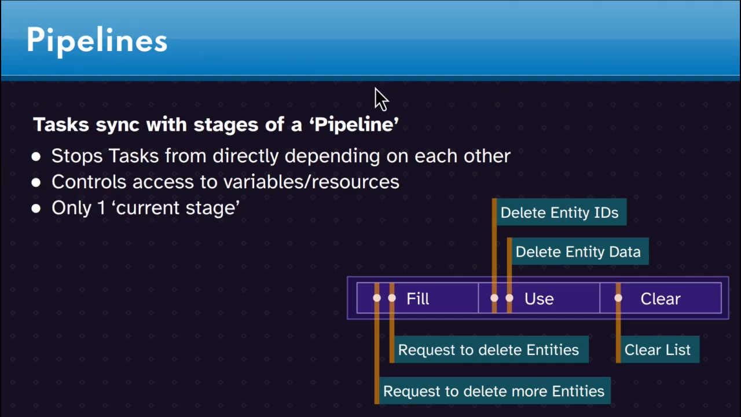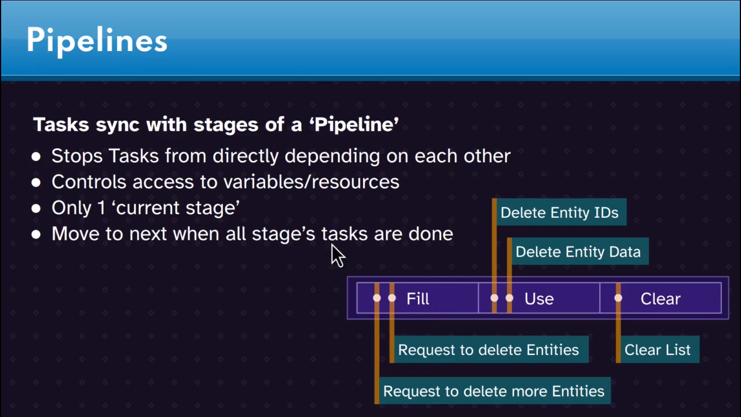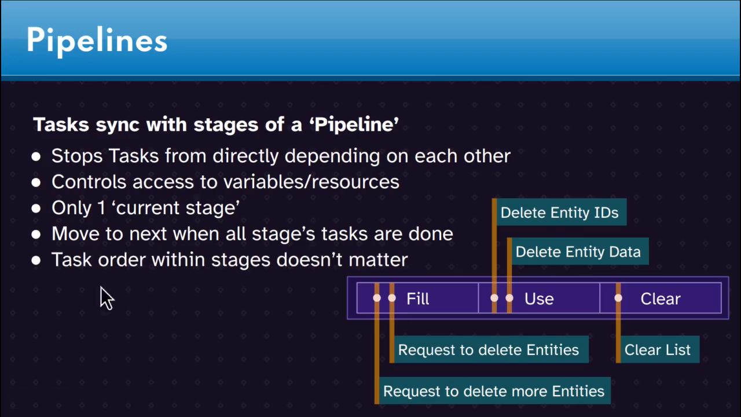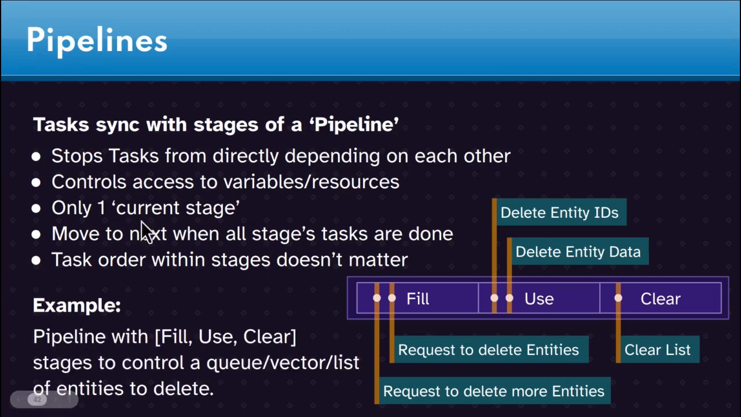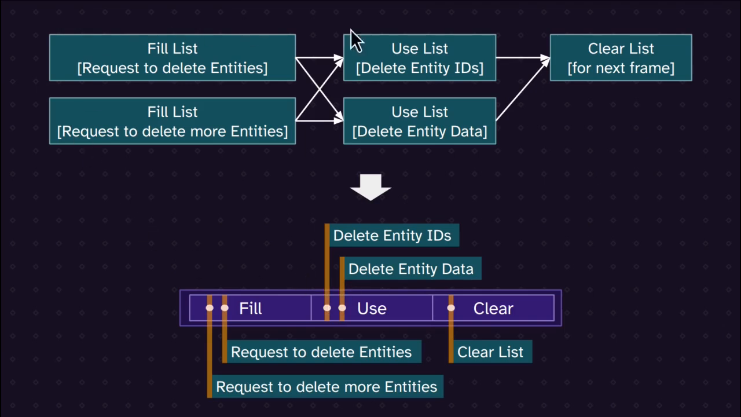And there's only one current selected stage, and once all the tasks on this stage are complete, you move on to the next stage and do all the tasks here. And the task order within stages doesn't really matter. And as an example here, we have the fill, use, and clear to control some kind of queue or vector or list of entities to delete. And this is just more of a diagram of the equivalent structures we got.